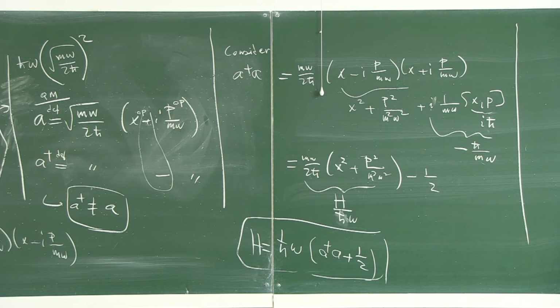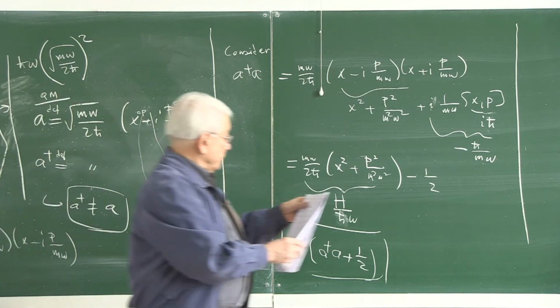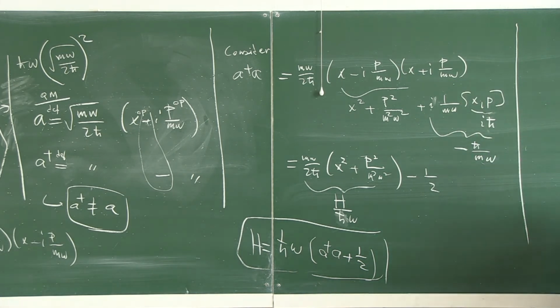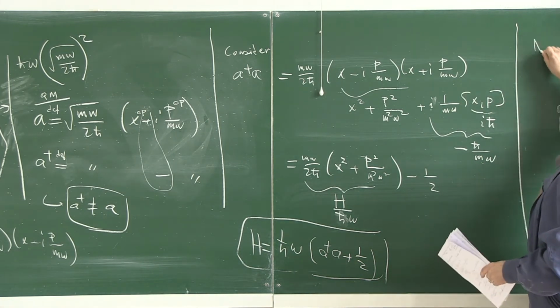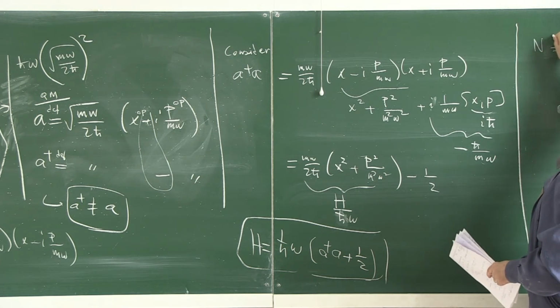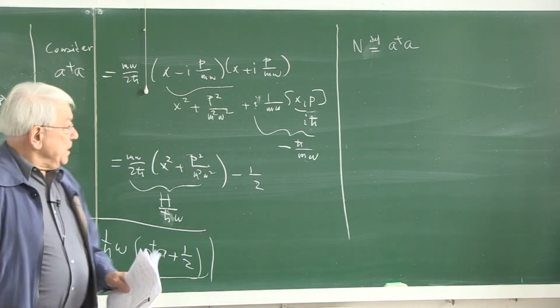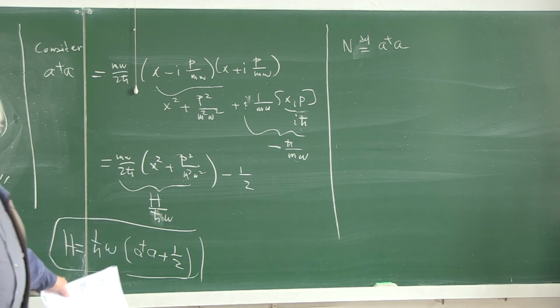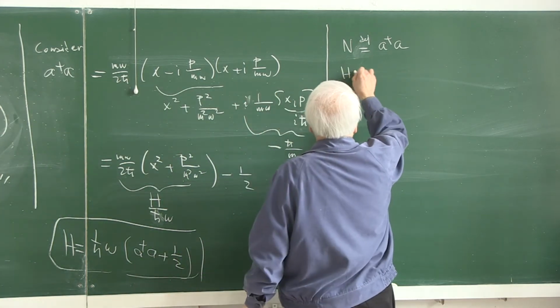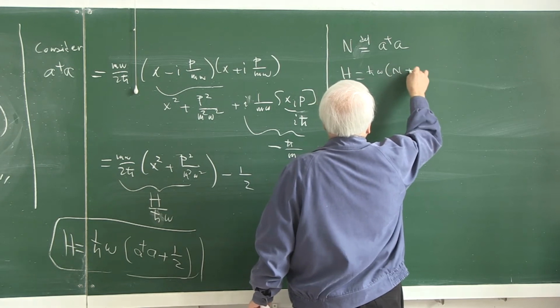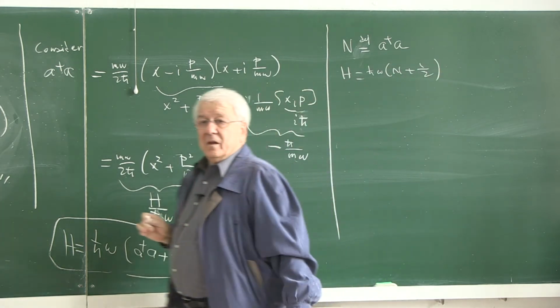So what next? The next step is to pursue the problem in terms of these A and A dagger operators. Let me proceed along the lines that I have introduced. Now let's give this a name, a definition. I will call this operator A dagger A, N. Notice that H is simply a factor times this N operator, right? So H is h bar omega times N plus a half. Nice.